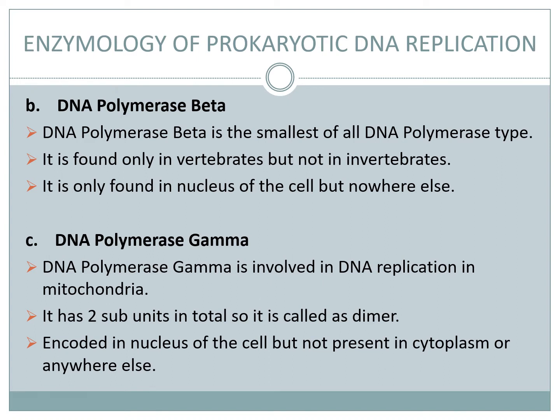The second one is the DNA polymerase beta, which is the smallest of all the DNA polymerase types. It is only found in the vertebrates but not in invertebrates. It is also found in the nucleus of the cell but nowhere else. DNA polymerase gamma is the third type, and it is involved in the DNA replication in mitochondria. This has 2 subunits and is thus called a dimer, encoded in the nucleus of the cell, but it is not present in the cytoplasm or anywhere else.